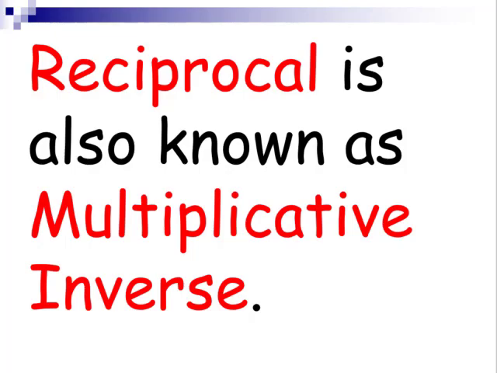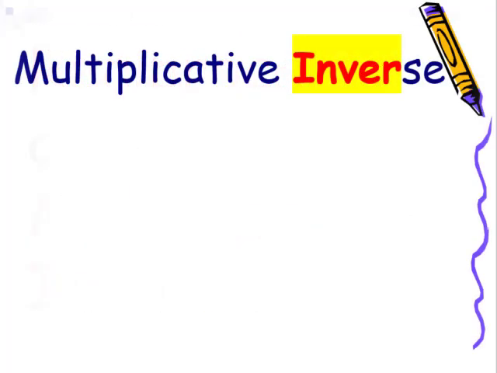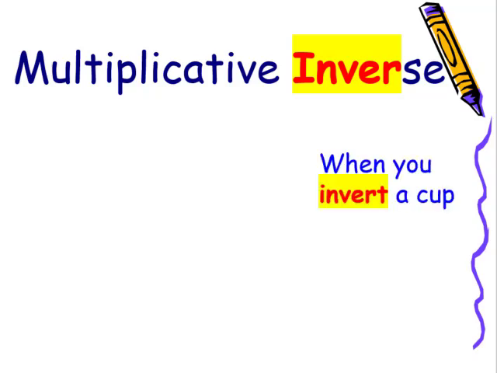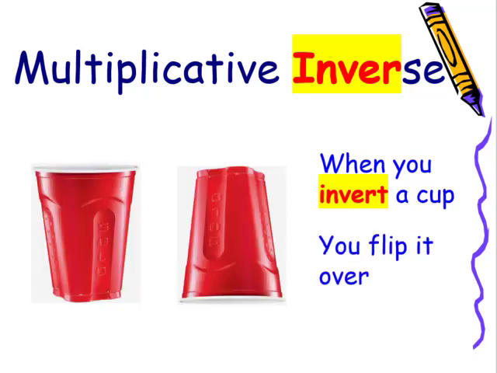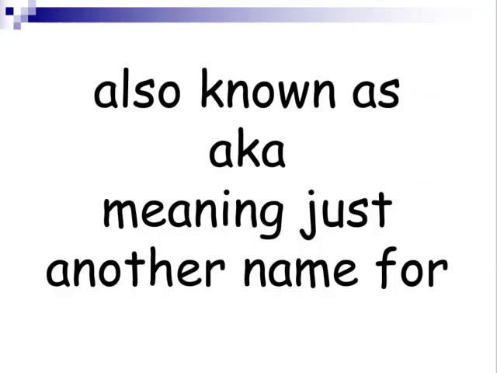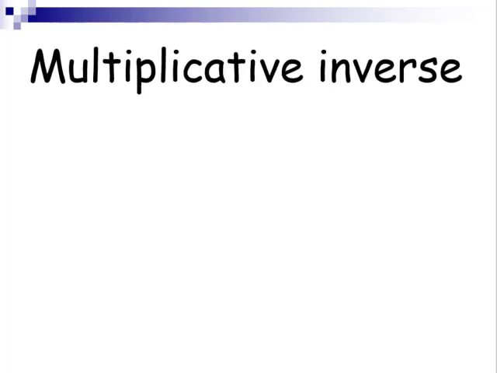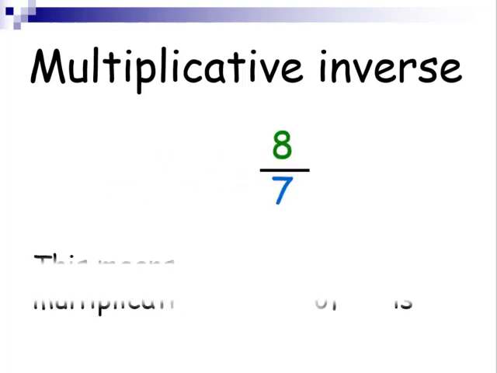Reciprocal is also known as multiplicative inverse. In the word multiplicative inverse, you can see we have that root word invert. Remember, when you invert a cup, all you have to do is flip it over. AKA means also known as, meaning just another name for. Therefore, when I say, hey, find the multiplicative inverse, I'm saying find the reciprocal. It's just another word for reciprocal. Therefore, what's the multiplicative inverse of 7/8? 8 over 7.